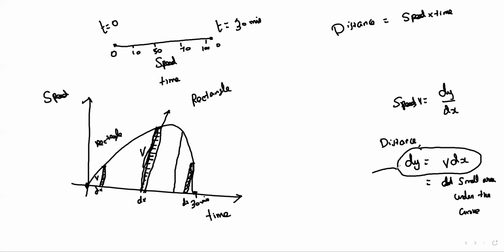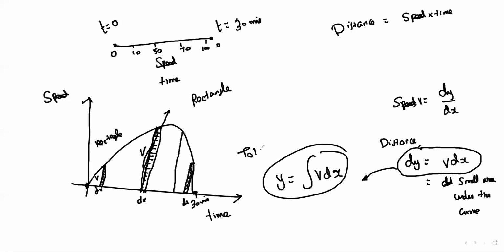Then if you want to find the overall distance, what do you have to do? You have to integrate this. Integrate means like this. So this v dx is the small area. Like that, you have too many areas. So what you have to do is add all those areas, and then you will get the entire distance. Total distance is adding all those areas. Integration of v dx.